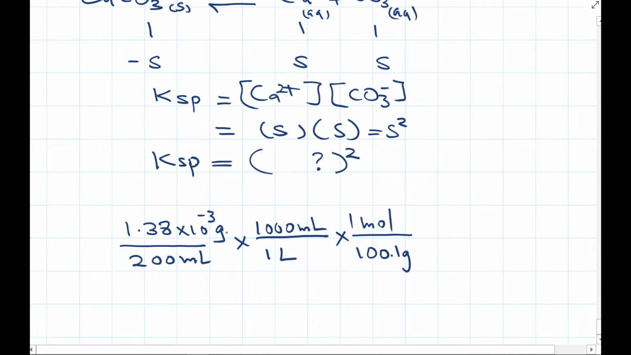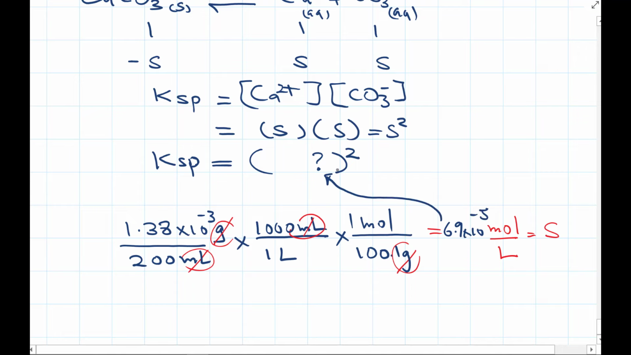Why do we do that? We need to cancel this gram with this gram, this mL with this mL. You will end up with moles over liter. That is S, which is the molar solubility. Let's plug into the calculator. You should get 6.9 times 10 to the minus 5. Plug in there and take the squared value. That should give you the Ksp for that particular experiment done at that temperature. So that's the value we get.